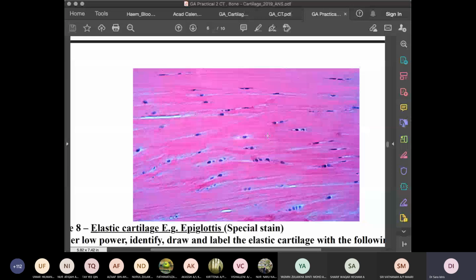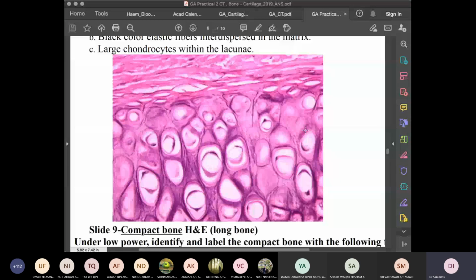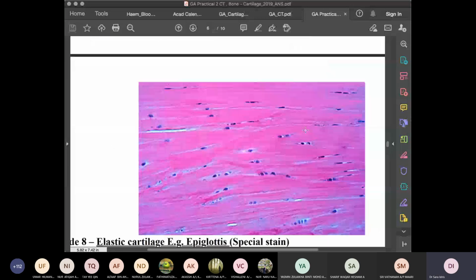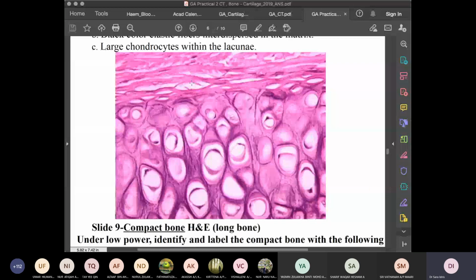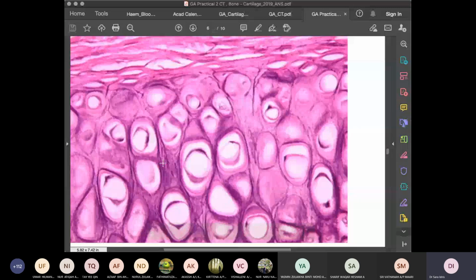And then lastly would be your elastic cartilage. Note that for your fibrocartilage, you don't have perichondrium. No perichondrium for your fibrocartilage. Elastic cartilage, you still have perichondrium, which would be more superficial. And then you can see these black hair-like structures. These black hair-like structures here are actually your elastic fibers. Remember, elastic fibers will always look very thin, like hair, and they will be dark. The elastic fibers are dark hair-like structures.